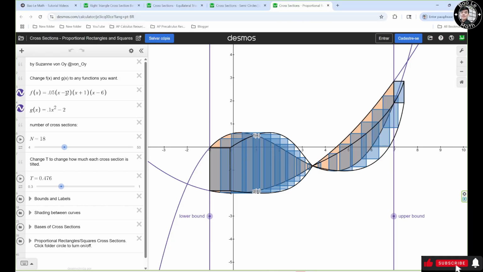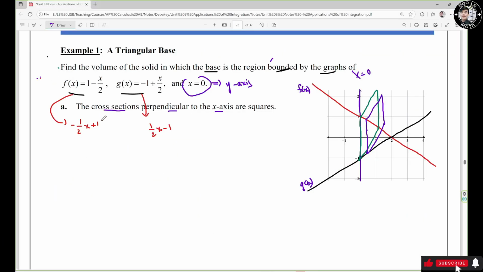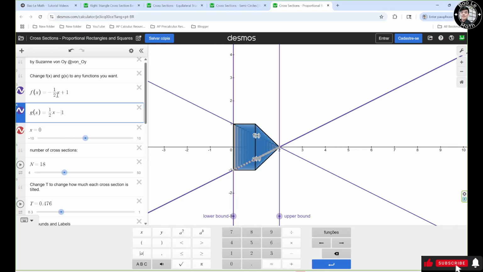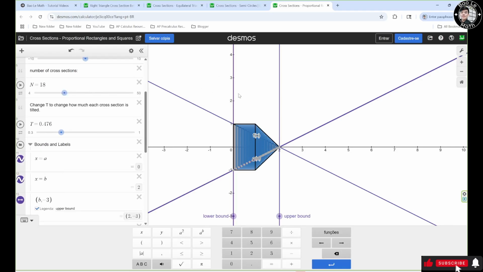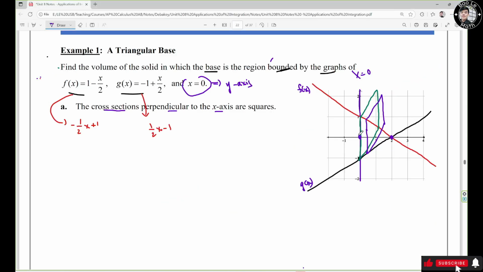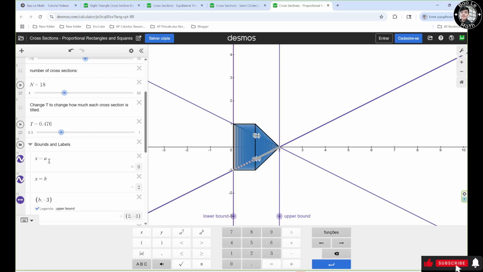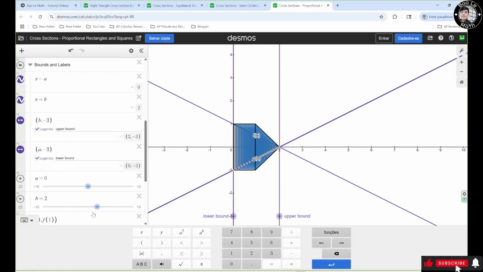Alright, now I just changed the name of the function right here, f of s. Now f of s is negative 1/2 s plus 1 and g of s is 1/2 s minus 1, right? And s was 0, which is the y-axis. Then you scroll down, you need to restrict the domain, right? Domain is from 0 to 2. If you look at this one right here, 0 is right here and 2 right here is the intersection between two graphs, right? Alright, so a equals 0, b equals 2. So make sure you have a equals 0 and b equals 2 right here.